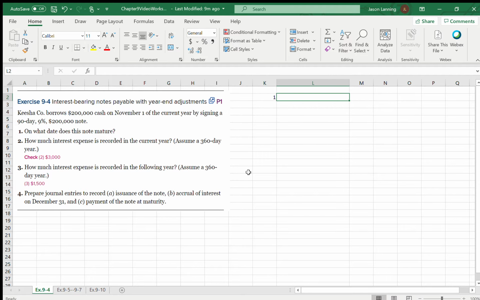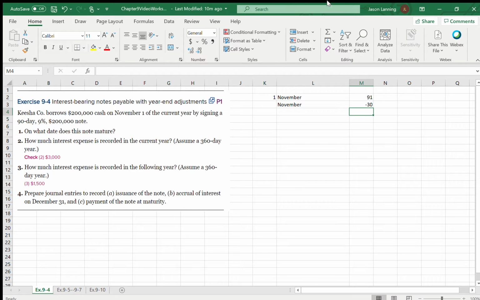So, for the first part of this, on what date does the note mature? The way I like to think about this, and this is going to sound weird, but it's always stuck with me. If this note was taken out on November 1st and it's a 90-day note, technically, we would see this note maturing on November 91st. And I know that sounds weird, but bear with me. So you think, okay, if we start this in November, how many days do we have in November? Well, we have 30.